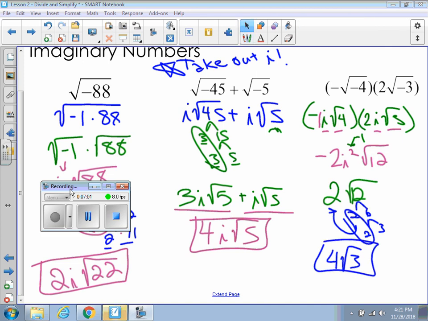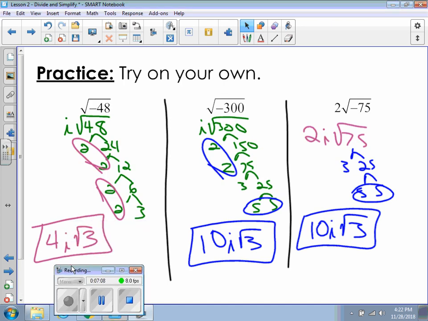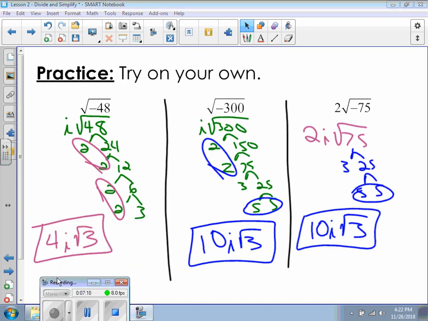There are 3 more examples on your note sheet. Go ahead and try them yourself and then play the video when you're ready. You should have gotten the following 3 answers. 4i square root of 3 if my work is above, 10i root 3 if my work is above, and 10i root 3 again if my work is above.